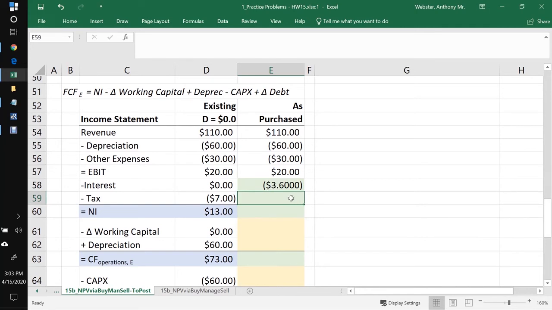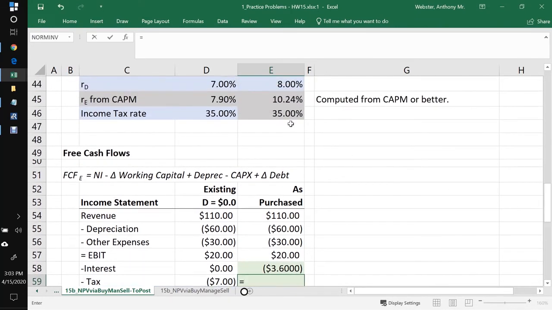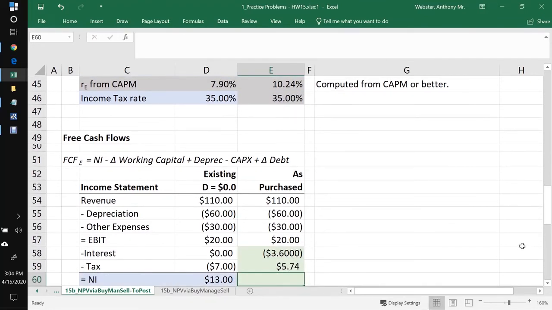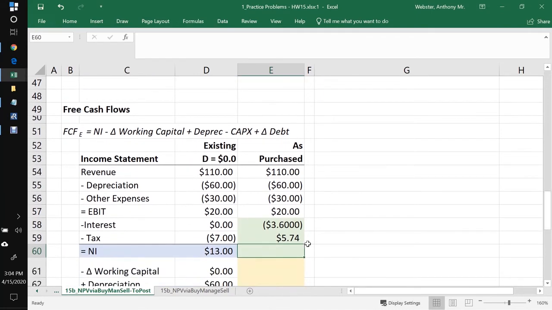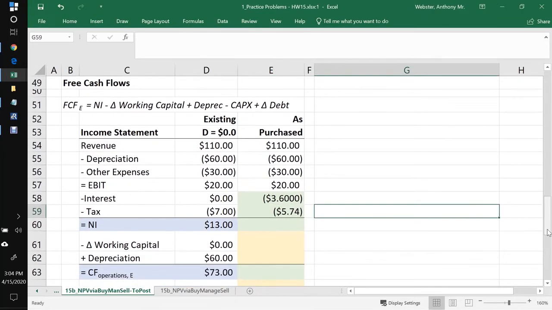So now for tax, remember tax is equal to tax rate times EBT. So what's our EBT? We don't have a line for it here, but we know that it's EBIT minus interest. So I'll say equal to our tax rate, I think it's 35%. I'm going to point to it up here. Our tax rate times this guy plus this guy. Okay, and that's 5.74. And again, to be consistent with the way I've been doing this income statement, all the expenses are shown as negative, so I'll make that negative 5.74.